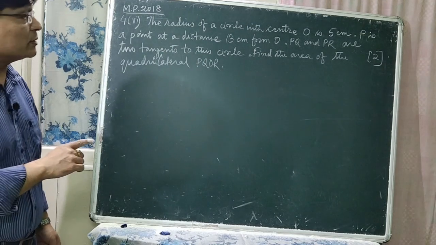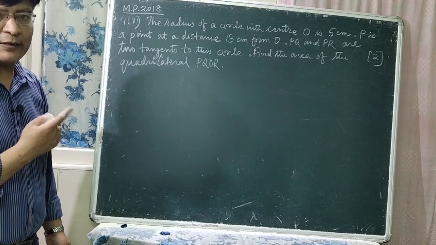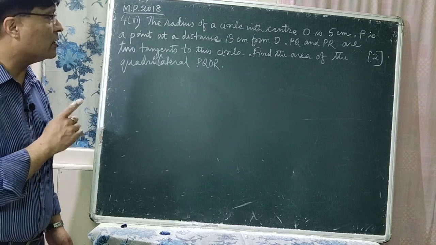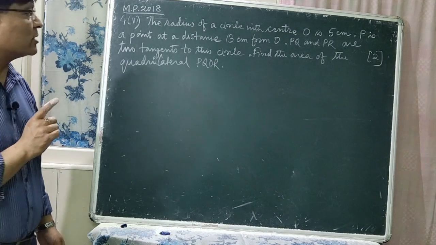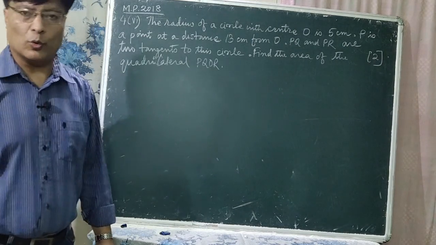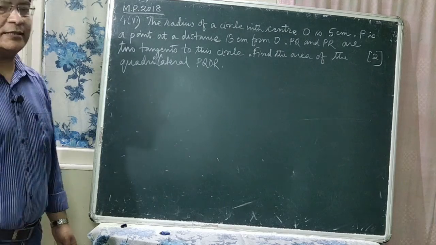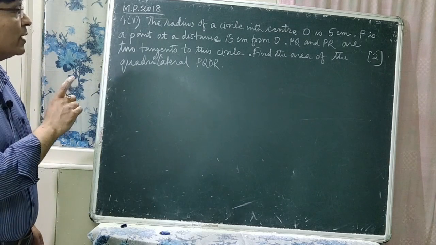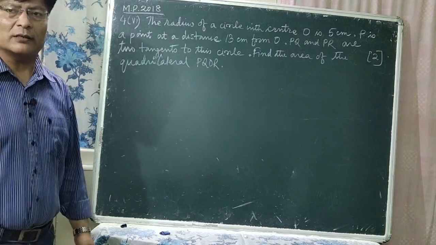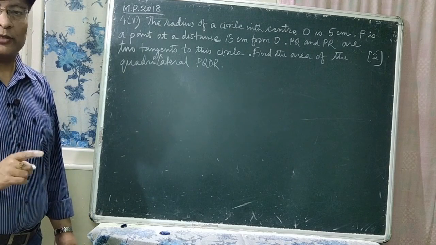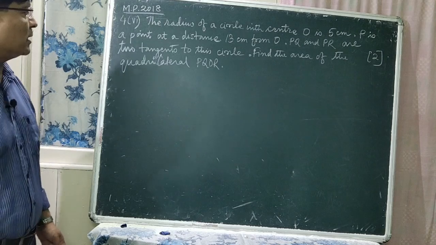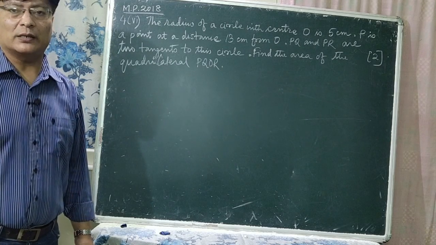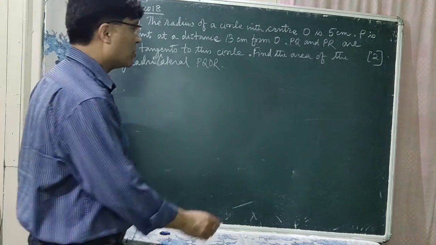So here you should take P as a point outside the circle which is at a distance of 13 centimeter from the center O. So this 13 centimeter is greater than the radius of the circle. So obviously this point P is outside the circle. It is given that PQ and PR are two tangents to this circle. Now we have to draw two tangents to the circle, that is PQ and PR. And you have to find out the area of the quadrilateral PQOR. Okay, so let us draw the figure now.